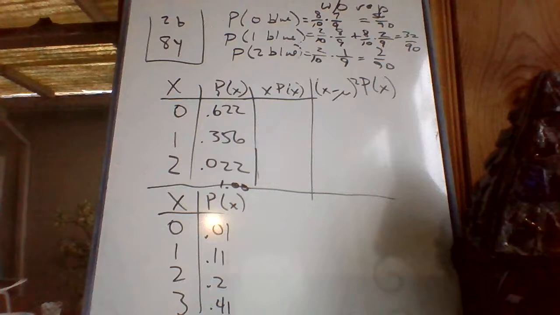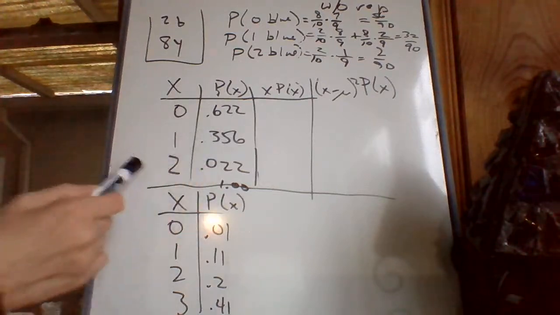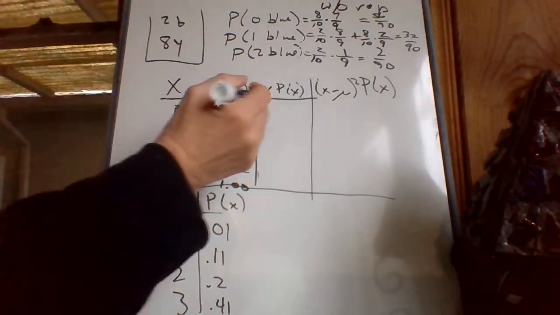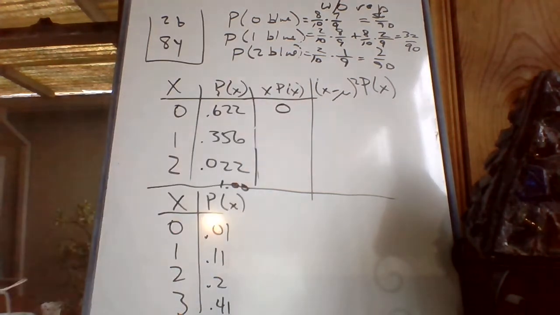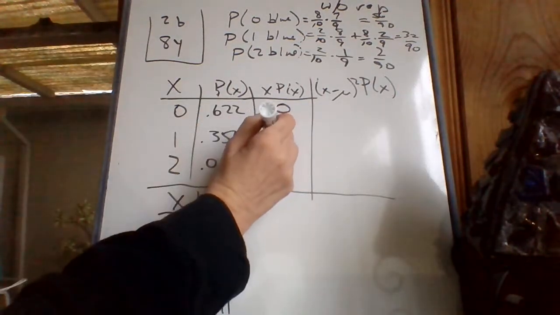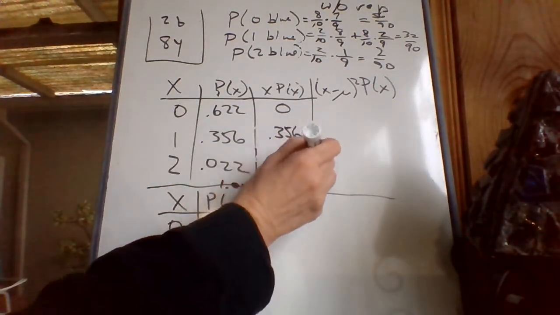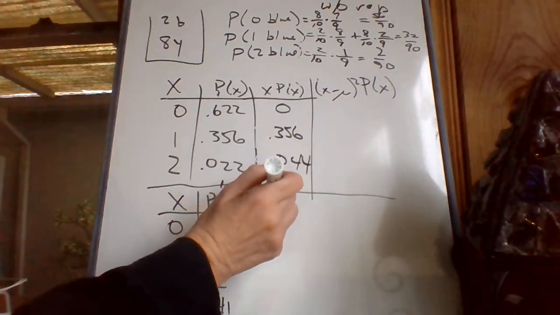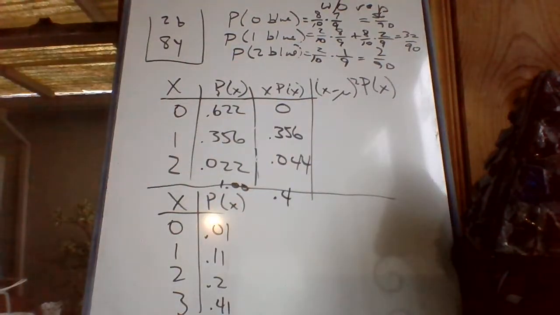So now I'm in my 3rd column, X times P(X). What that says is to take these columns and multiply them times each other. So 0 times 0.622 is 0. 1 times 0.356 is 0.356. And 2 times 0.022 is 0.044. And if I add these up, that'll turn out to be 0.4.